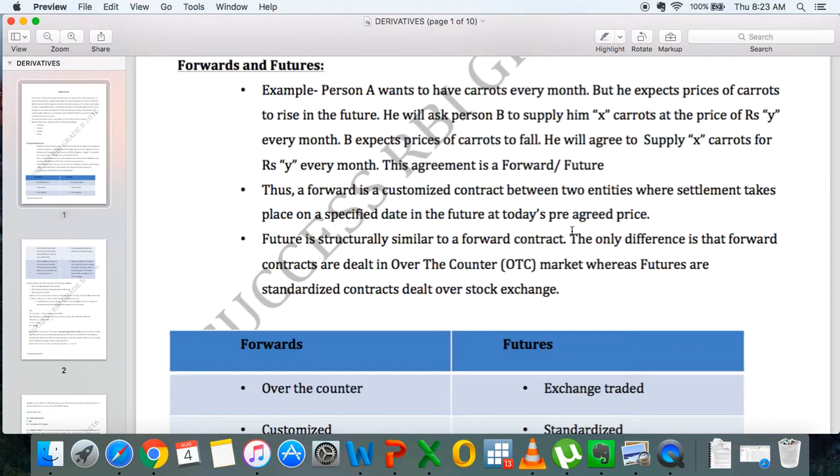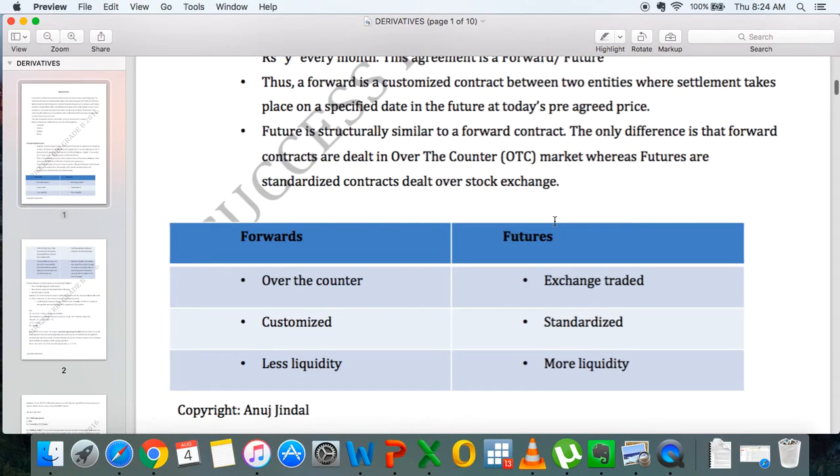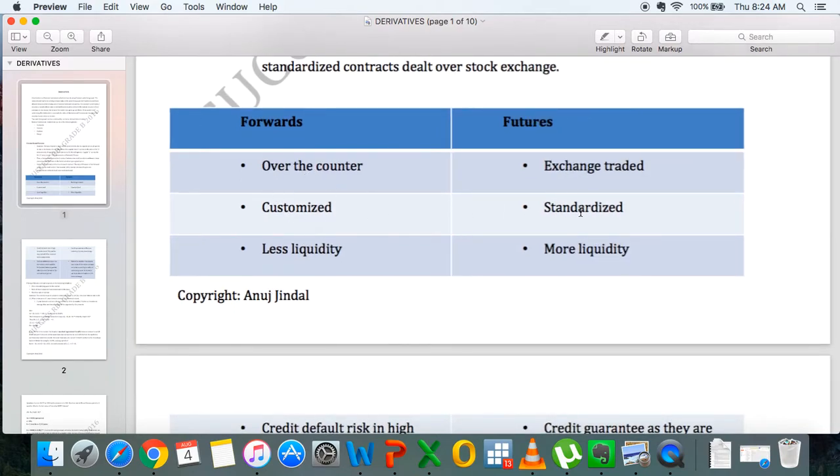Thus, a forward is a customized contract between two entities where settlement takes place on a specified date in the future at today's pre-agreed price. The price is decided today, the future date is decided today, and the settlement takes place on that specified date. Future is structurally similar. As I said, a forward takes place on the over the counter market, that is the OTC market, which is between any two people or any number of people in the society, and futures take place over the stock exchange. This is the basic difference between forwards and futures: over the counter versus exchange traded, customized versus standardized.